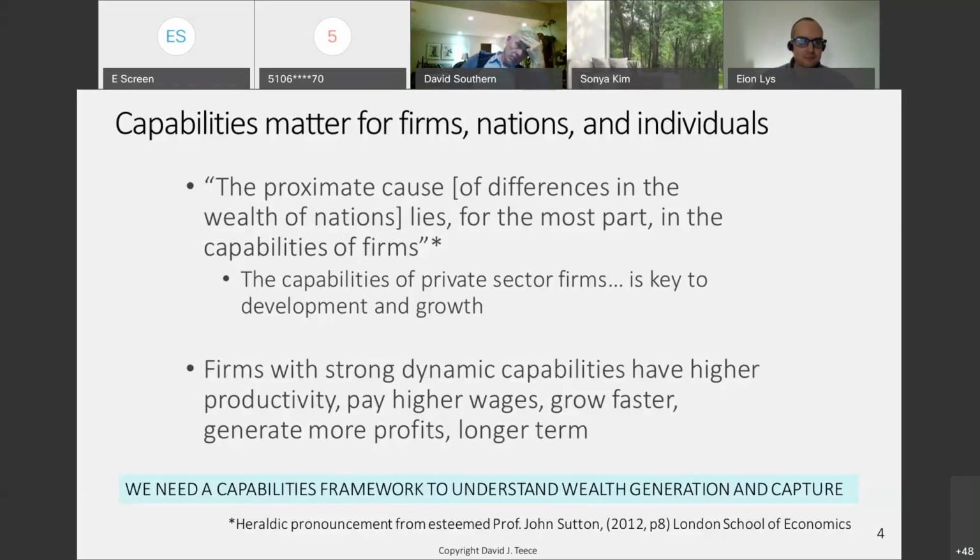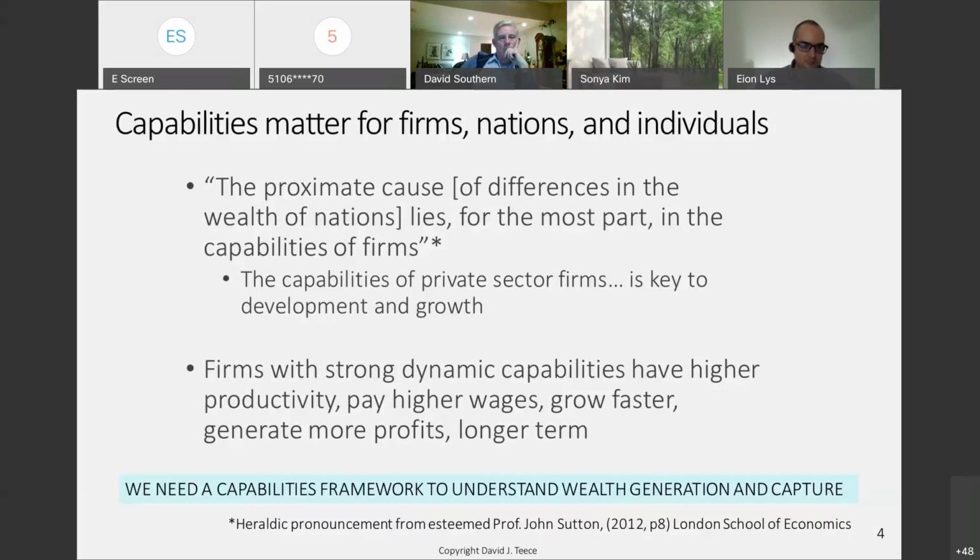But notwithstanding that, in recent years, some people, including economists, have gotten wise and started to recognize and talk about capabilities. So here I've got a statement from John Sutton, who's a very distinguished mainstream economist at the London School of Economics.